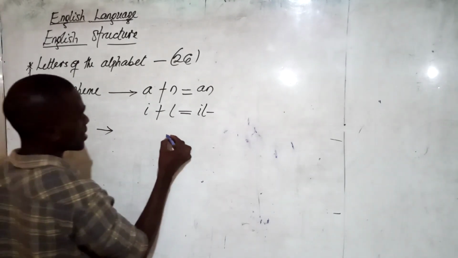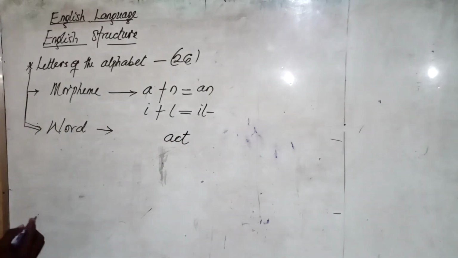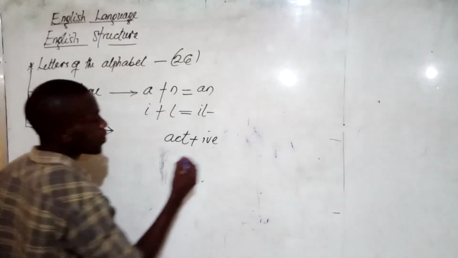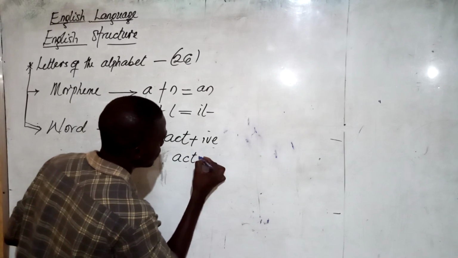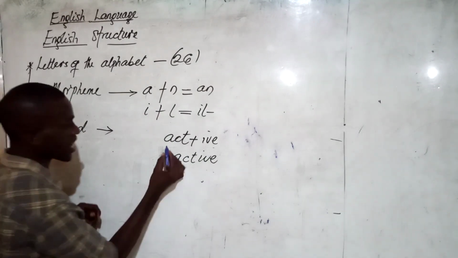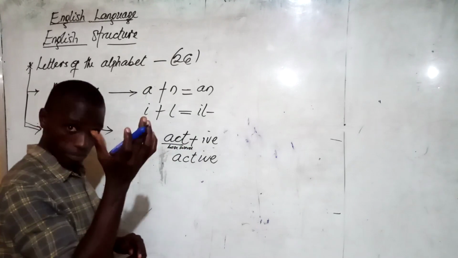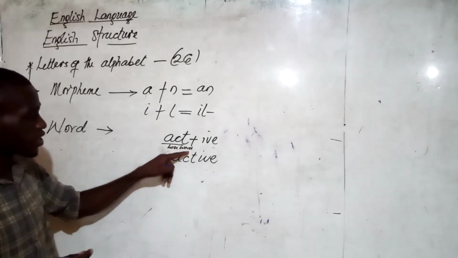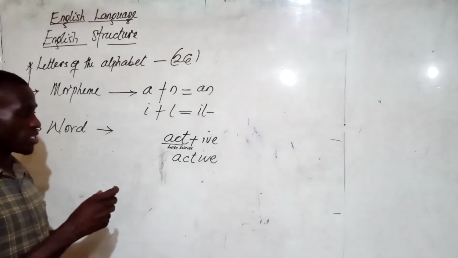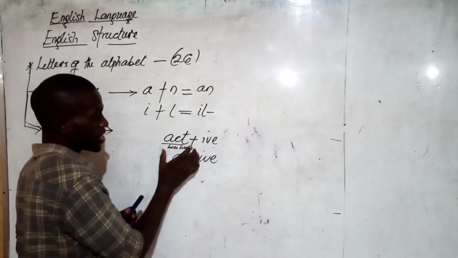So, for example, consider this word, act. Now, if I add the morpheme IVE, I form what is called active. The base word is actually act. This is my base word, which could actually be a morpheme, which would make sense. Now I added the morpheme IVE as a suffix. This is a suffix because I'm adding to the back of the word. So act plus ive gives active.